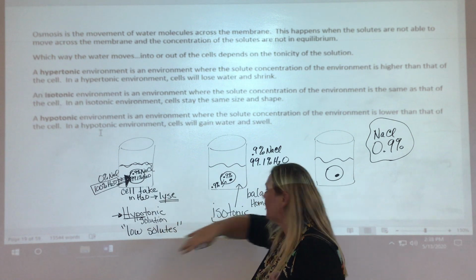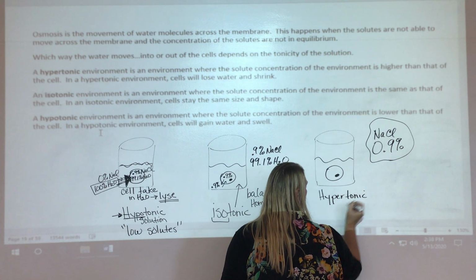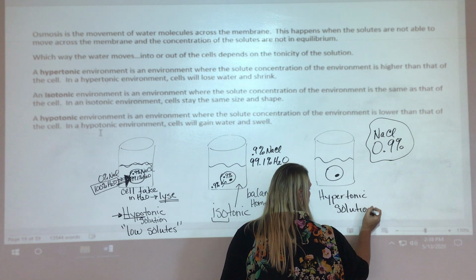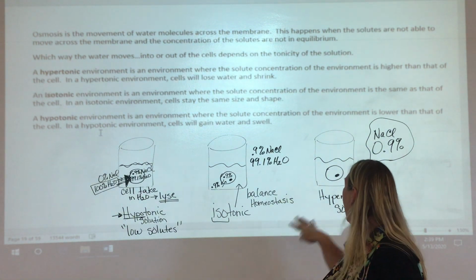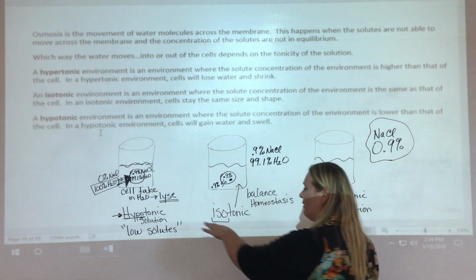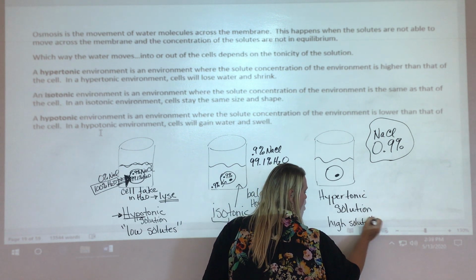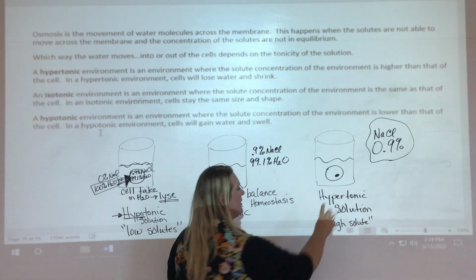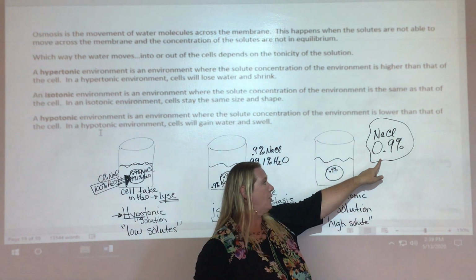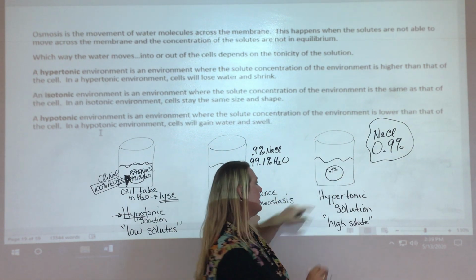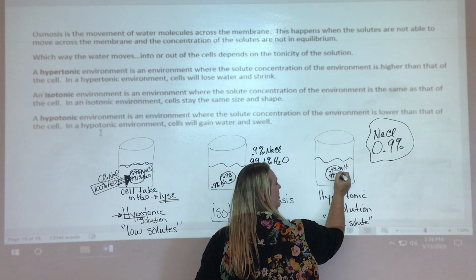The opposite is true for hypertonic. Hypertonic solution. If someone is hyper, they have a lot of energy, bouncing all over the place. So hyper has high amounts of solutes. High solute concentration. So if the cell is 0.9% still, it's the normal human cell, it's 0.9% salt or solute, 99.1% water.